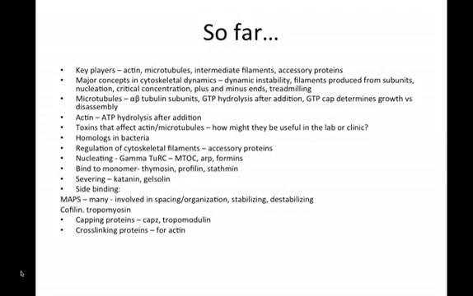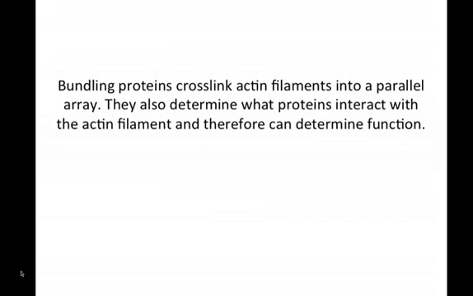And for actin, we talked about cofilin and tropomyosin. One is destabilizing, one is stabilizing. Then the capping proteins, which is also actin: CapZ and tropomodulin. And then the cross-linking proteins is where we stopped, and that's where we'll begin today. These are only for actin, the cross-linking proteins.